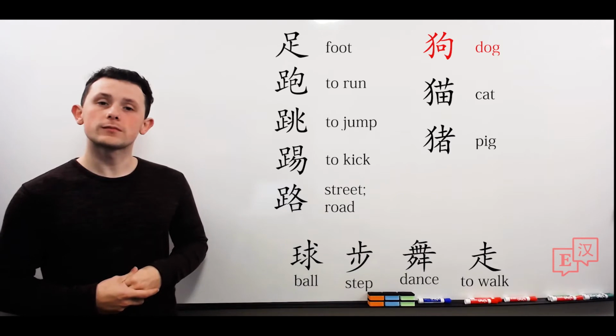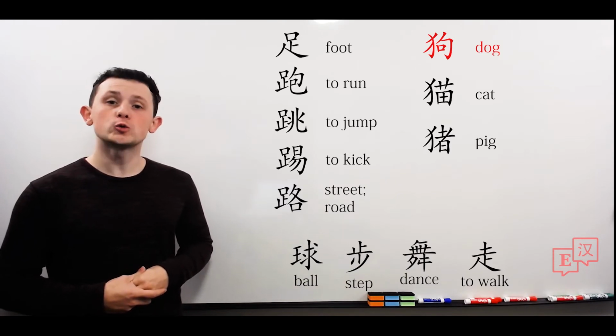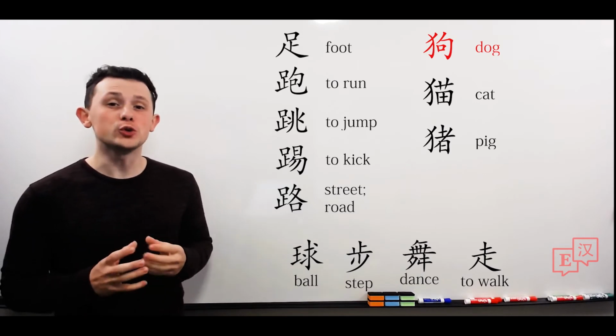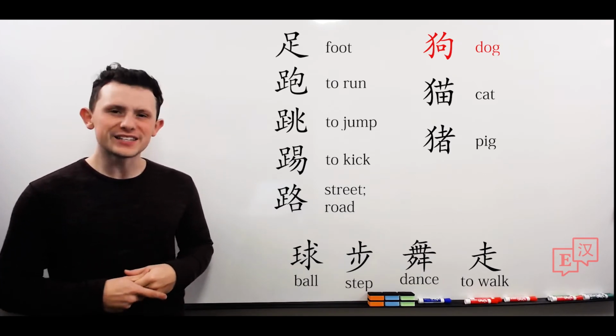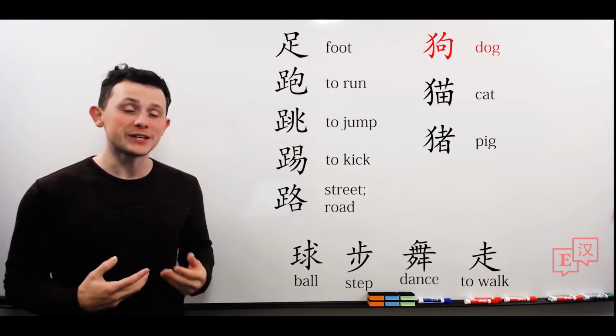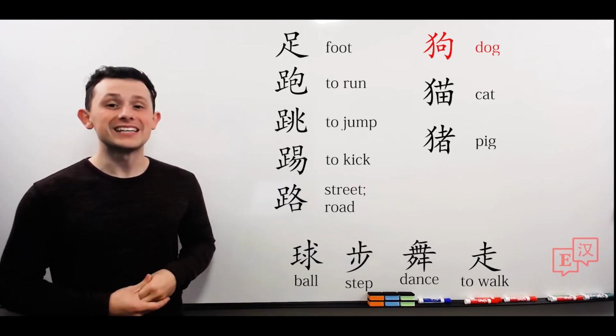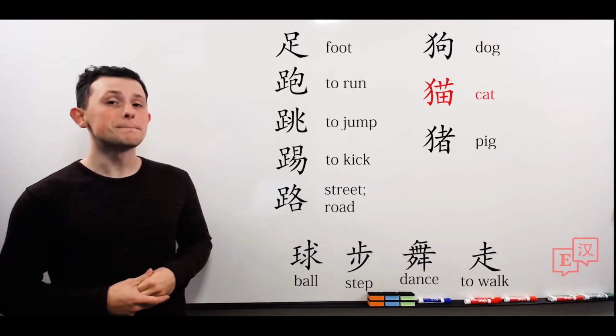Go. You'll notice next to the radical for animal, we have ju, meaning sentence or phrase. The idea being here, your dog is the animal you speak to. Go. Our next animal is the cat, pronounced mao.